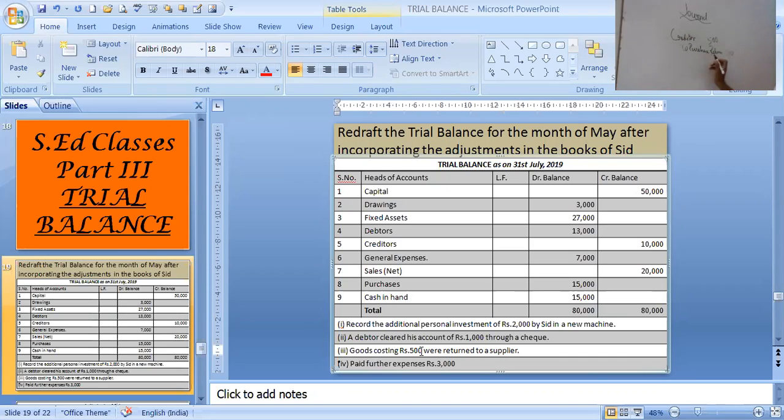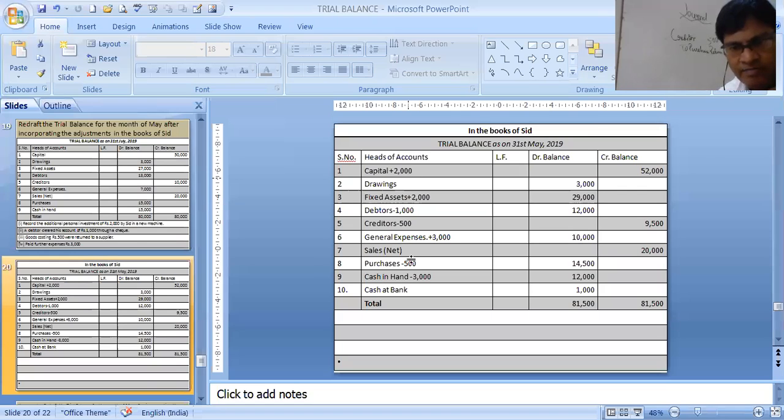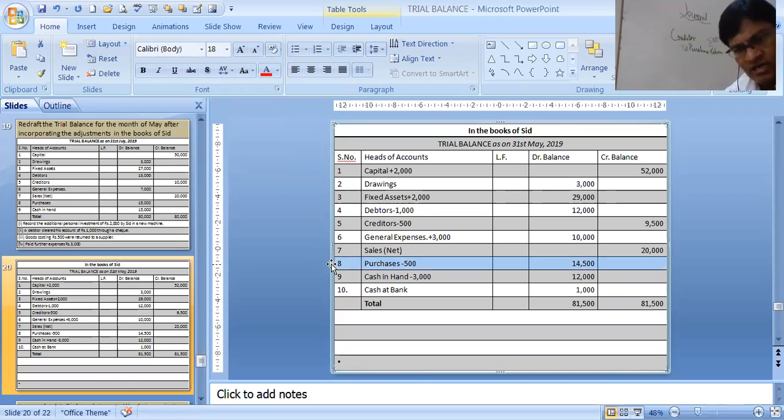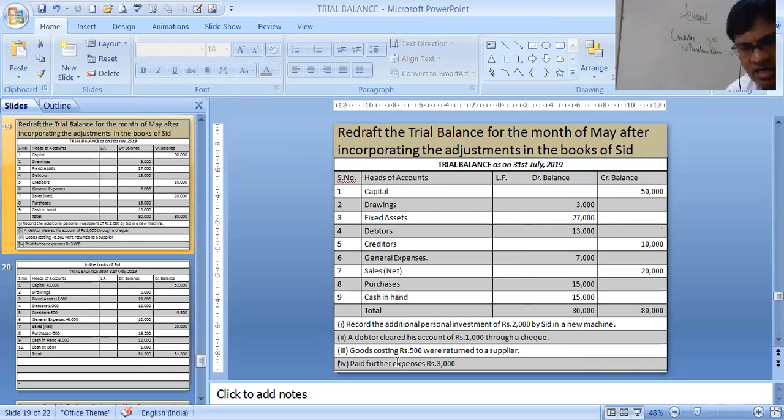And my purchase return, one more account has come. You may write purchase return or you may subtract from purchase in the trial balance. Either way, it is one more account in the trial balance. Let's see the solution, what we have done. We have subtracted 500 from purchase. I can write purchase return also, no problem at all. And for this creditor, I have to reduce 500. Yes, 500 reduced from creditor. So these were the different adjustments regarding goods returned to the supplier.